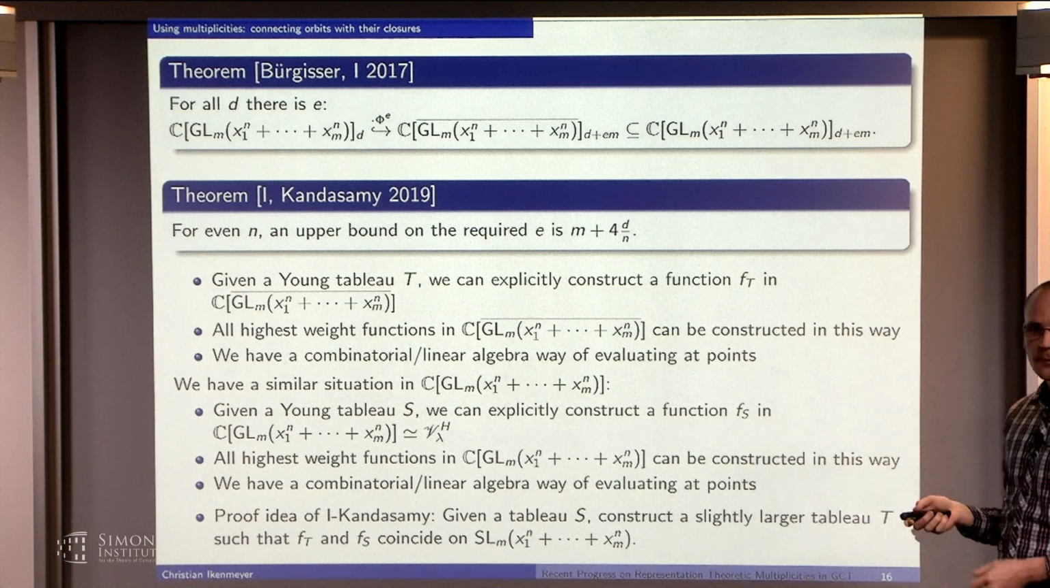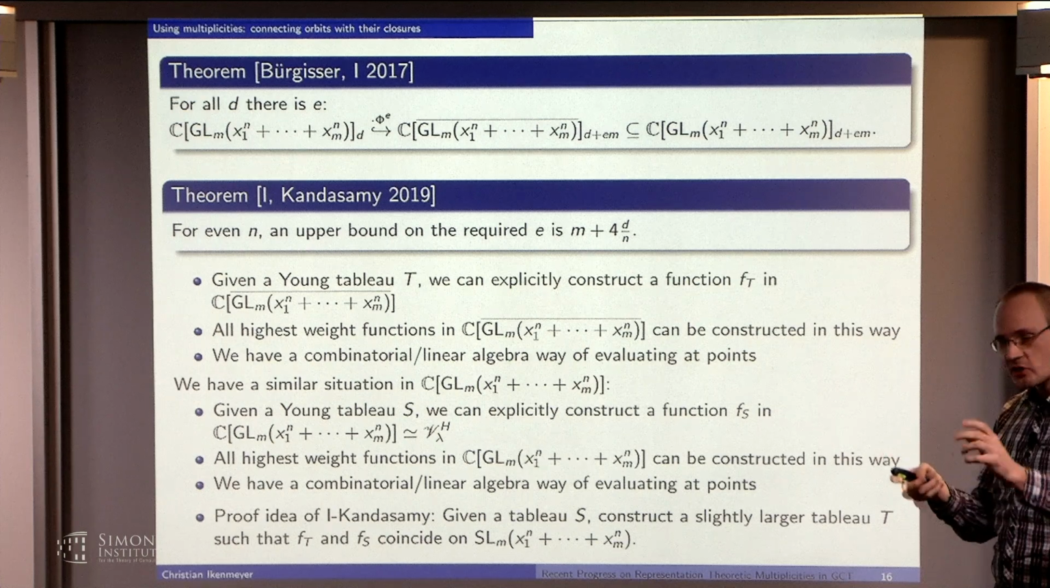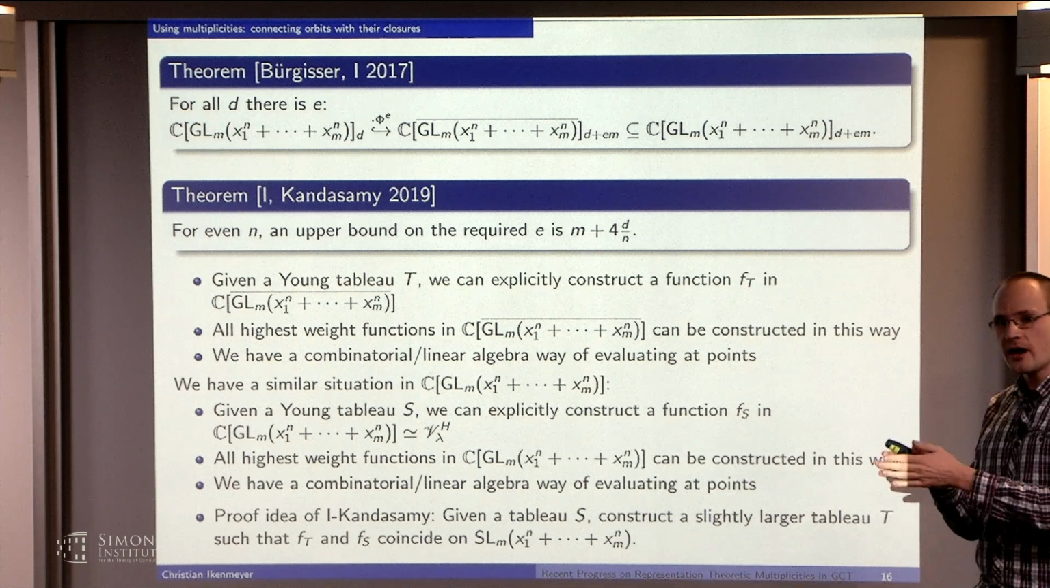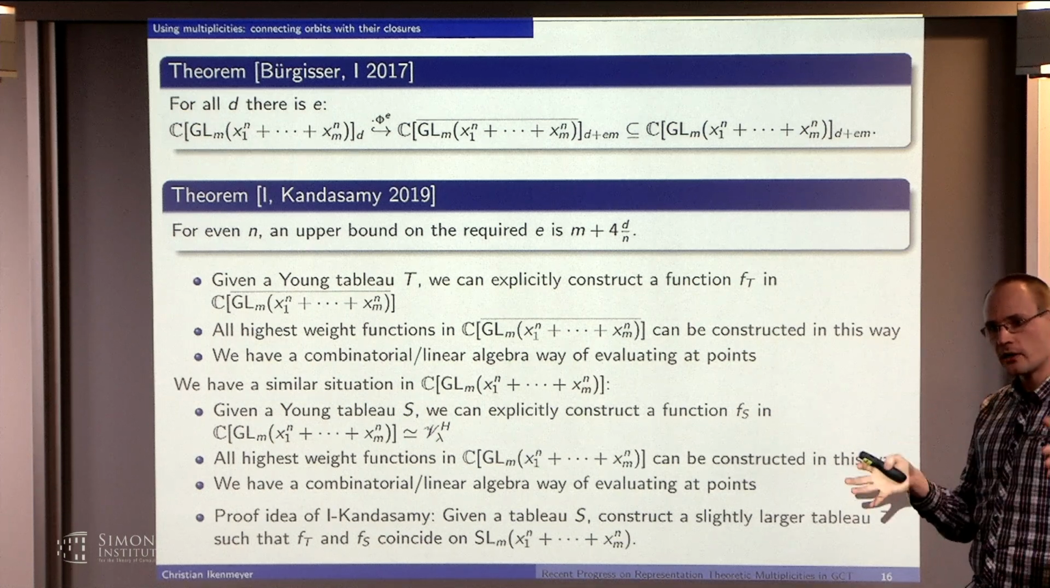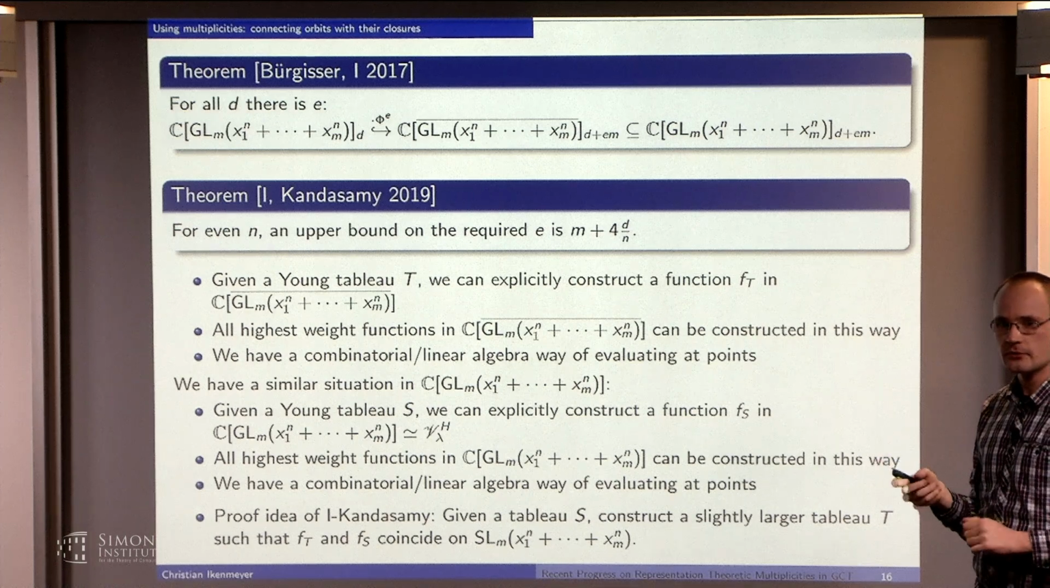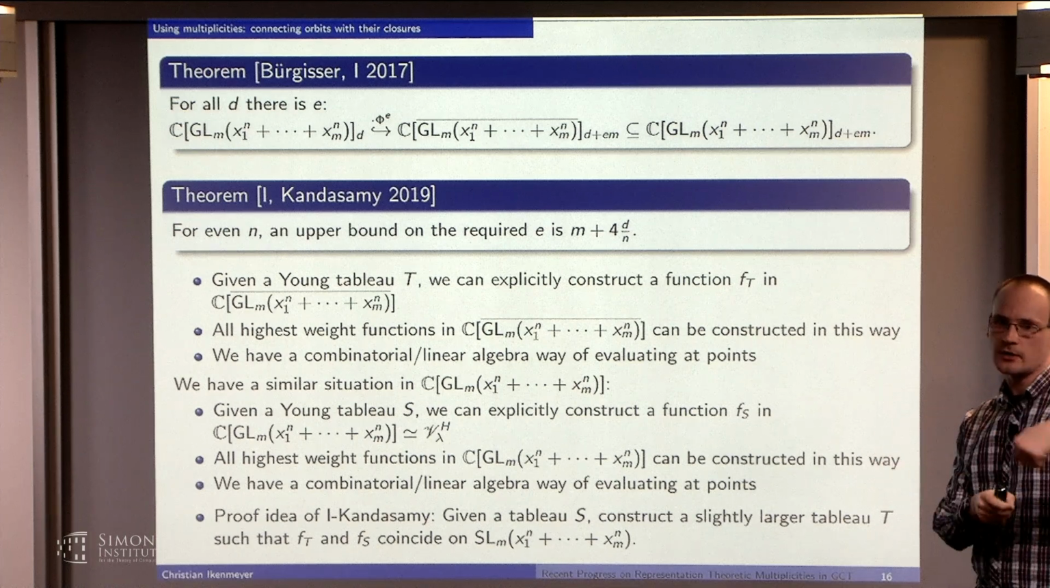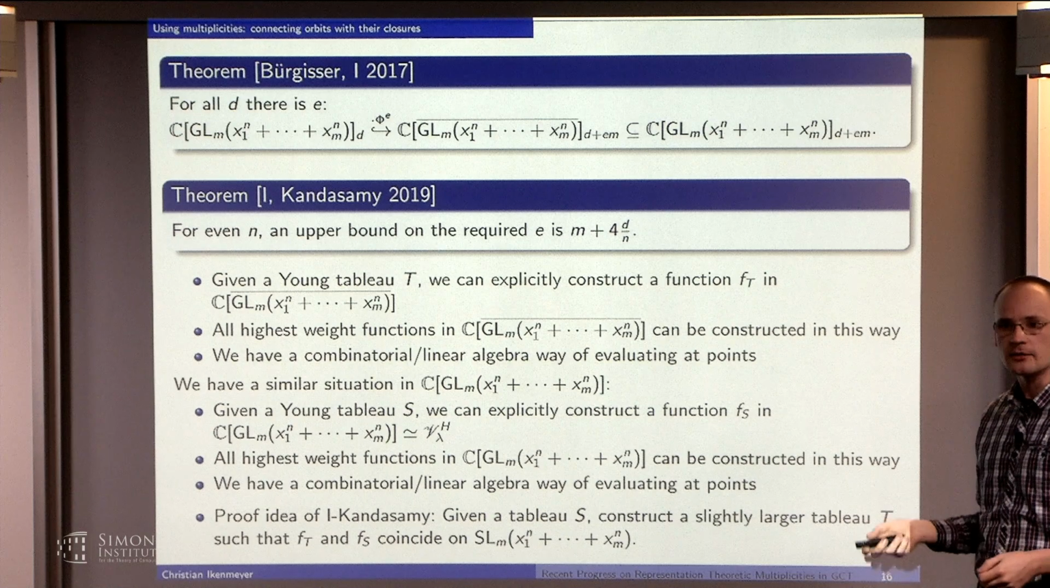So the shape is just adding some rectangle. You take the old tableau and add a long rectangle that has a full number of rows. And you add it in an interesting way so that it will actually simulate the old thing, yes.